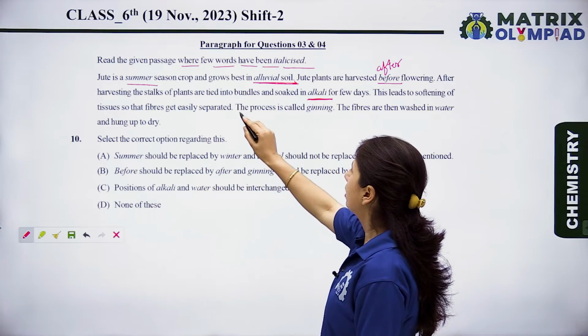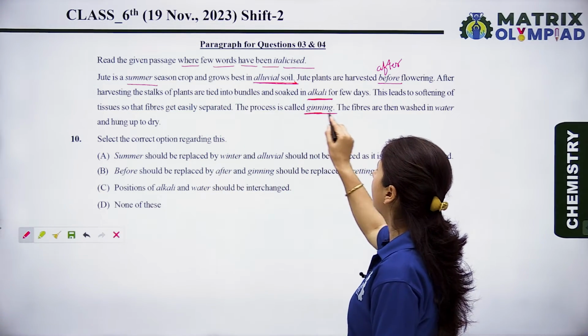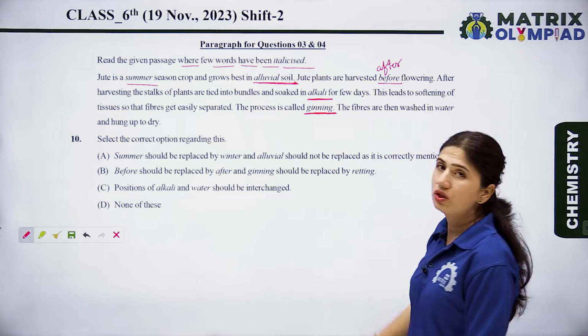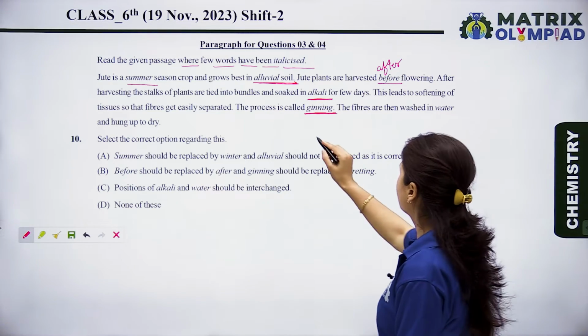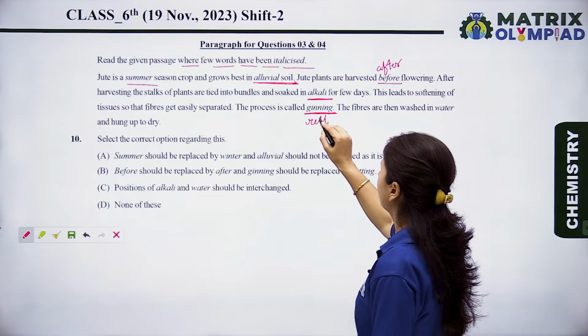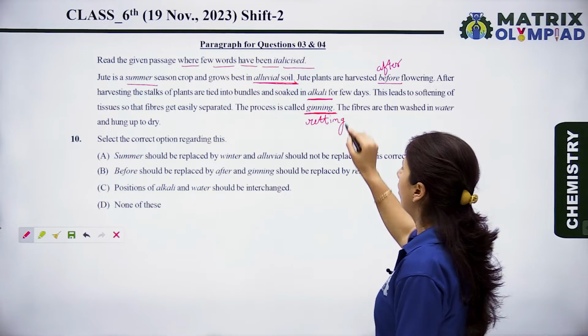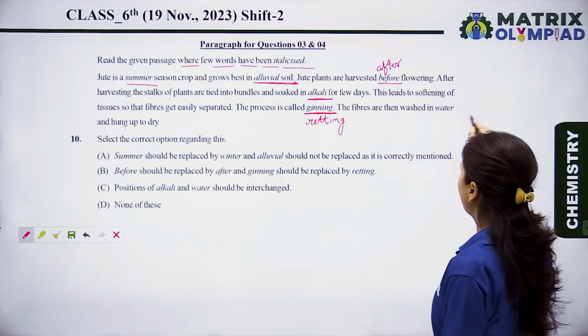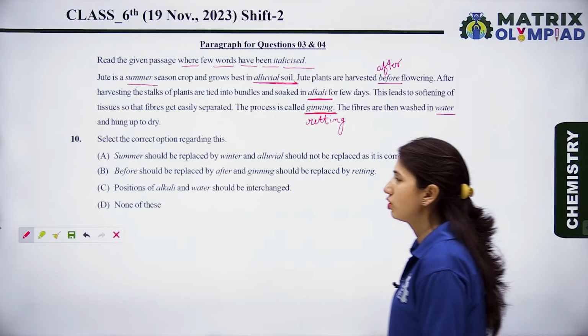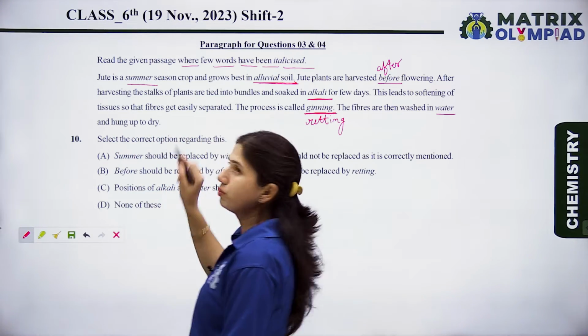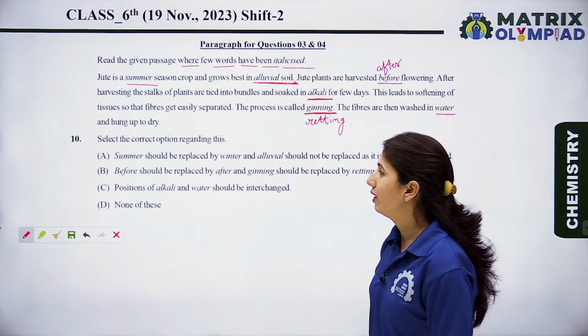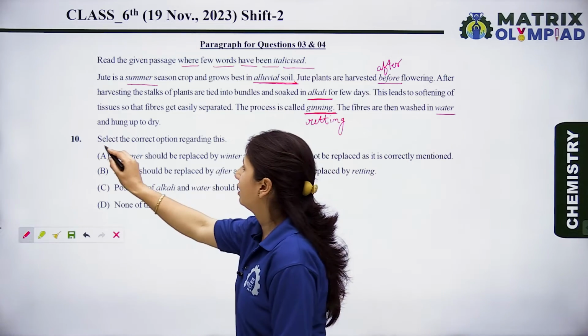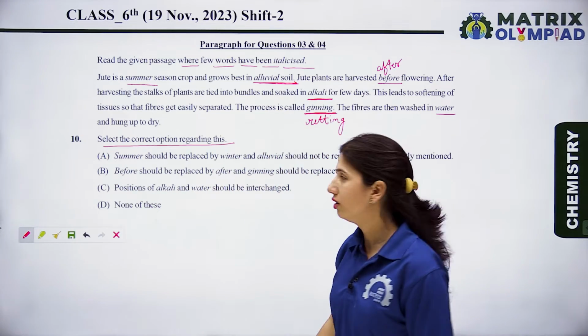Now the next is the process is called ginning. No, the process is not called ginning. The process is called retting. Okay. Now let's see the remaining sentence. The fibers are then washed in water. Yes, they are washed in water and hung up to dry. Okay. Now let's see the question. Select the correct option regarding this.